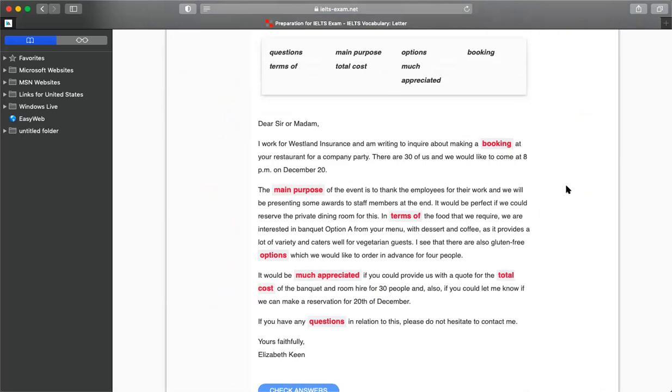So letter writing is an old-fashioned version of nowadays email writing. Instead of saying, for example, making a booking at your restaurant, you can say reservation, for example, main purpose. You see, the words are not singular. Each word is accompanied with another word to create that complexity of the structure. This is called collocation. The main purpose is adjective plus noun.